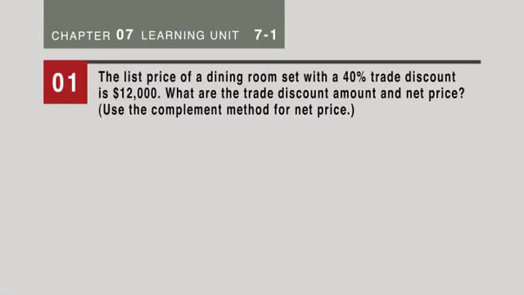Let's get to it. The list price of a dining room set with a 40% trade discount is $12,000. What are the trade discount amount, what we're going to save, and the net price, what are we going to pay? Use the complement method.